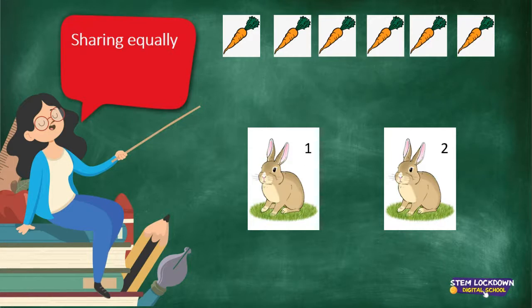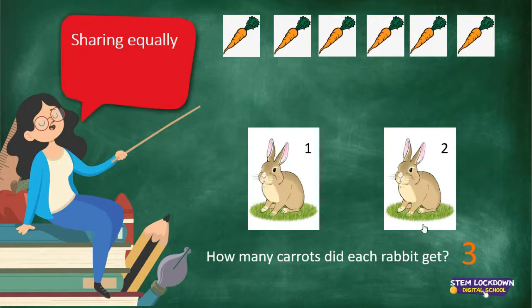Do we have more carrots left? No, we don't. So let's have a look. How many carrots did each rabbit get? 3. Each rabbit got 3 carrots. Well done. So there you've shared the carrots equally between 2 rabbits. Well done, grade ones.